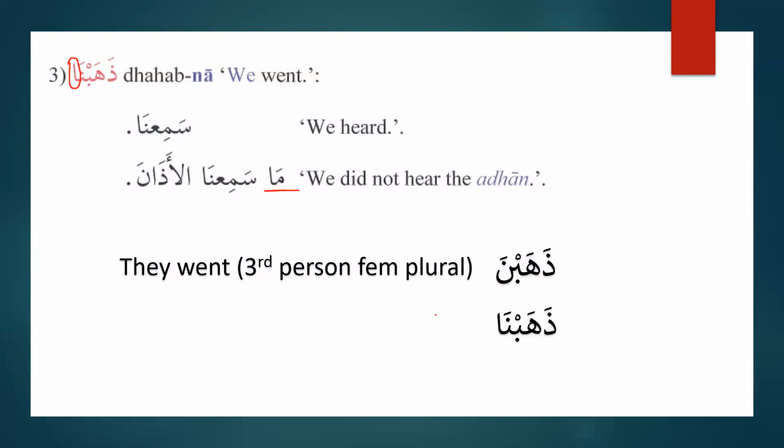So it's very, very important, especially when we are reciting the Quran. We need to make sure that if we prolong it, then it becomes we, and if we don't prolong it, then it means they, and it refers to the ladies or the women for third person feminine. So this is very, very important. We need to be very careful about these two verbs where the difference is only prolonging it or not prolonging it. So in dhahabna, we don't prolong it, but when we say we went, so we will say dhahabna.